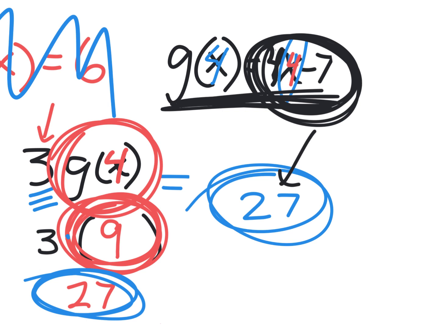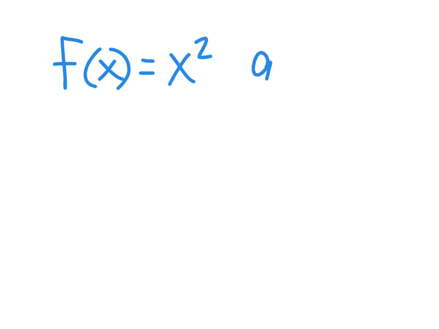All right. All right, so let's do one more. I think after this you'll get it. F of x is x squared. G of x is 5x minus 1.